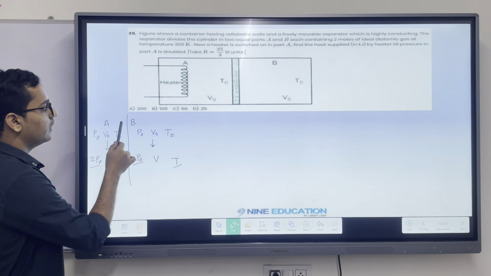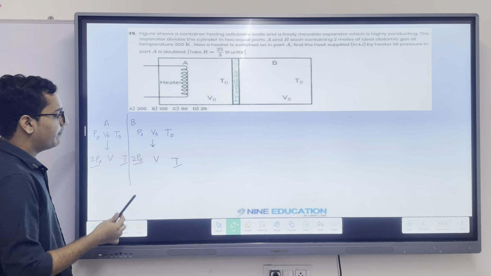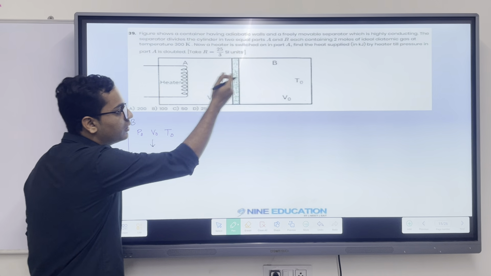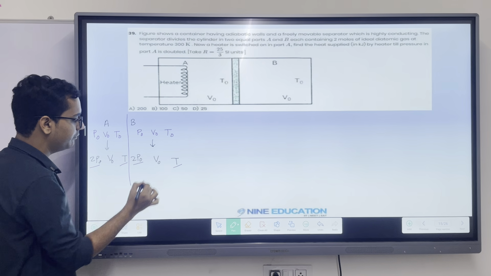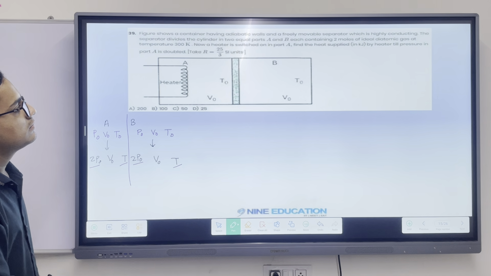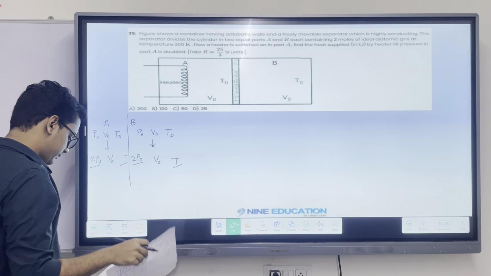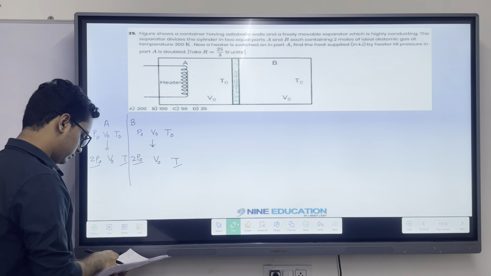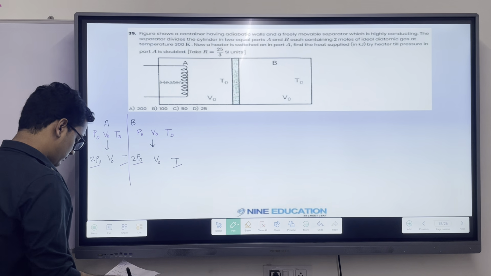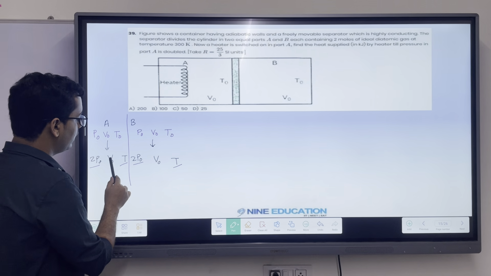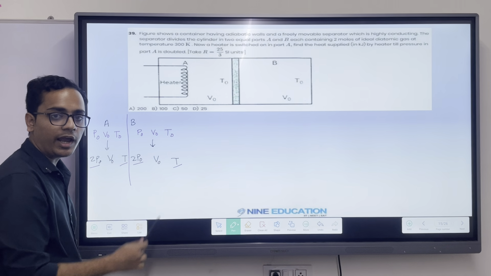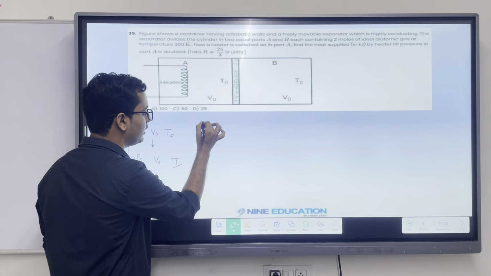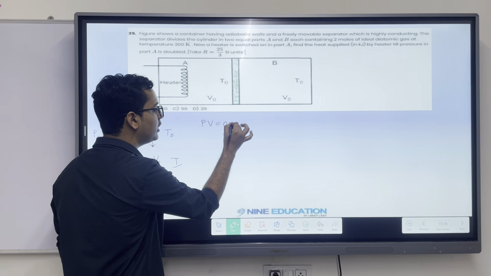Okay. So if volume must be the same and the number of moles on both sides is the same, then the initial and final volume is also the same, right? Now all we need to do is calculate the final temperature. How do we calculate the final temperature? Gas law: PV equals nRT.